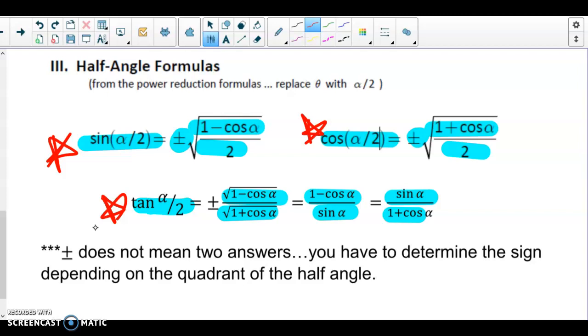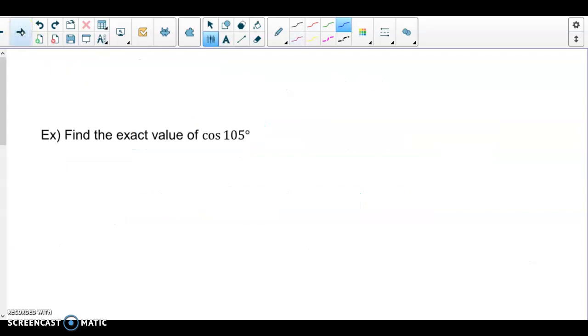An important fact with the half angle formulas is that plus or minus does not mean two answers. You have to determine whether the sign is going to be positive or negative, which is determined by which quadrant the half angle will fall in. So that's something to remember there. Let's try a couple of these in this video.